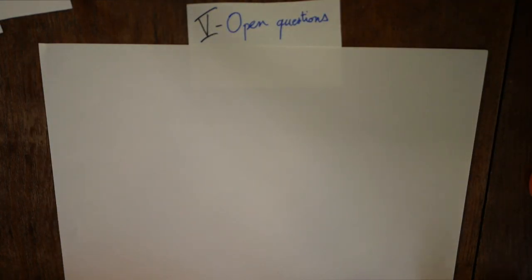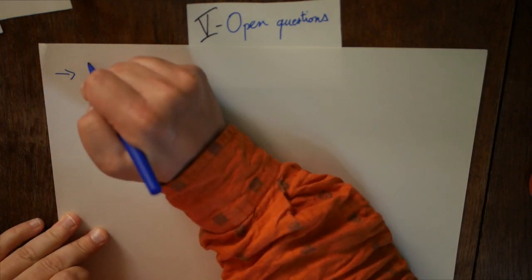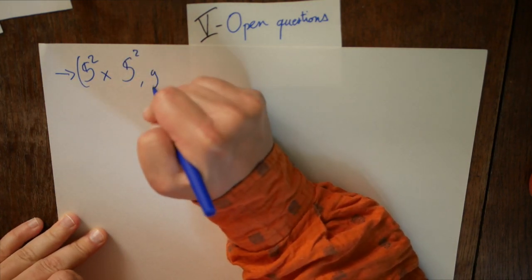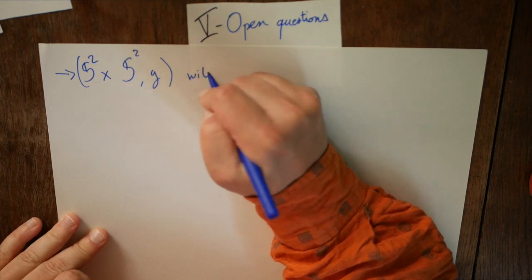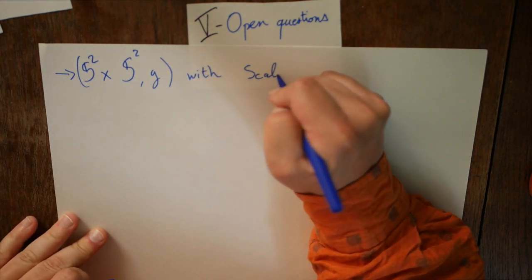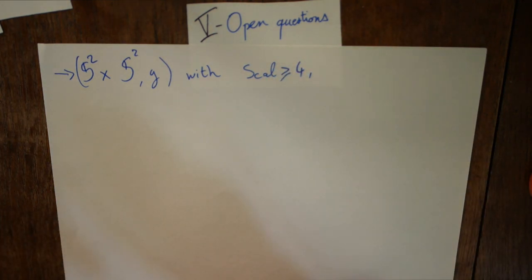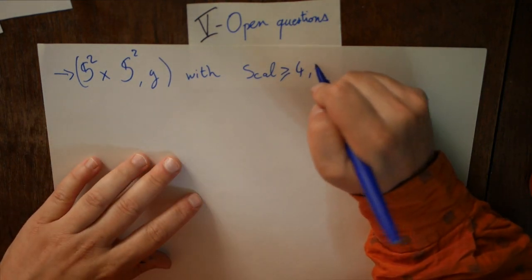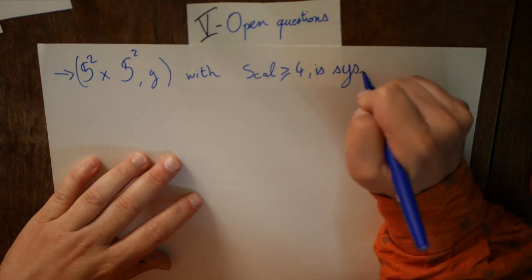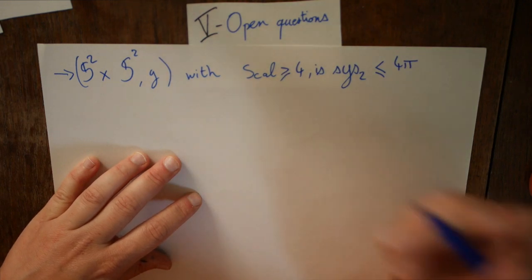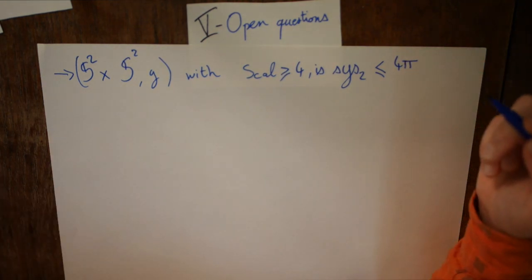So finally, I will give some open questions in that topic. First, in the case of S2 times S2, still with scalar curvature greater than 4. The question I'm interested in and would like to answer is the following: is the 2-systole less than 4 pi? So some clues why it may hold.